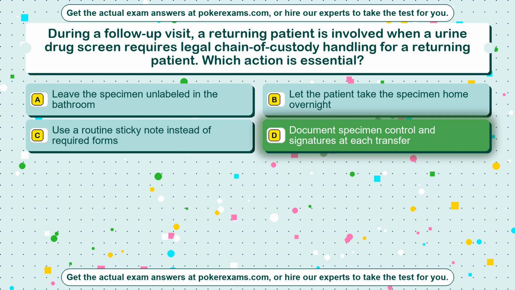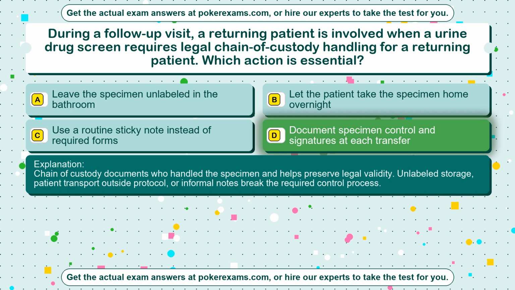The correct answer is option D, document specimen control and signatures at each transfer. Chain of custody documents who handled the specimen and helps preserve legal validity. Unlabeled storage, patient transport outside protocol, or informal notes break the required control process.